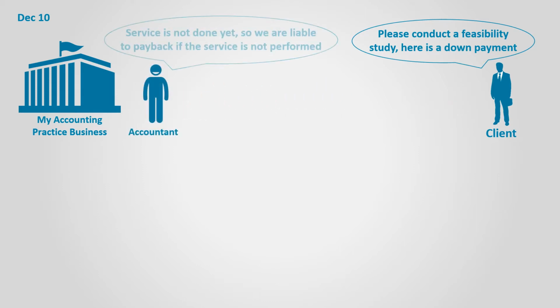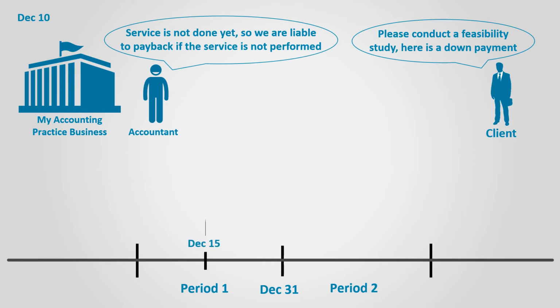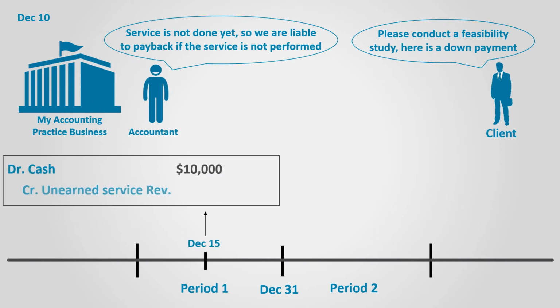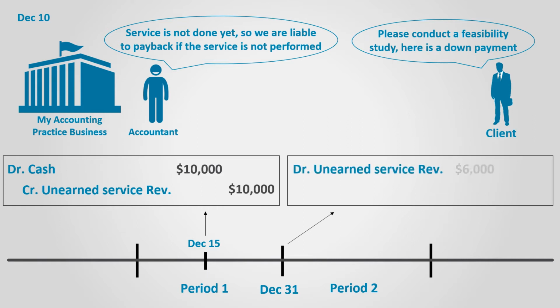At that date, the business recorded the following entry: debit cash and credit unearned service revenue, since the service has not been provided yet. At the end of December, the business had fulfilled 60% of the feasibility study, which is worth $6,000. At this point, the business would record the work done as revenue for $6,000. It would do this by crediting the service revenue account and reducing the liability by the same amount by debiting unearned service revenue.